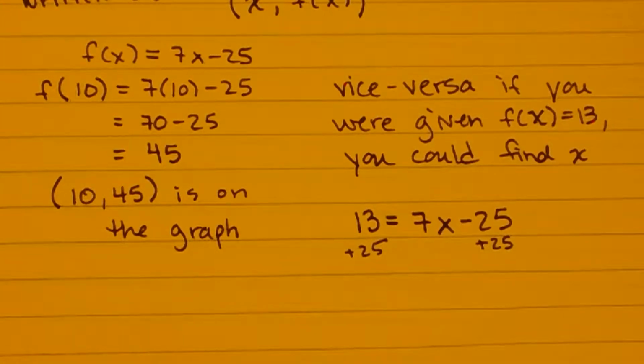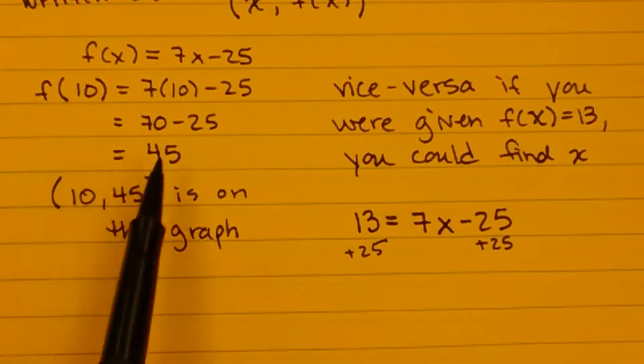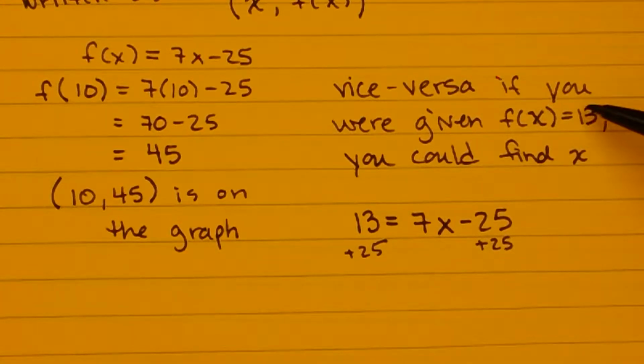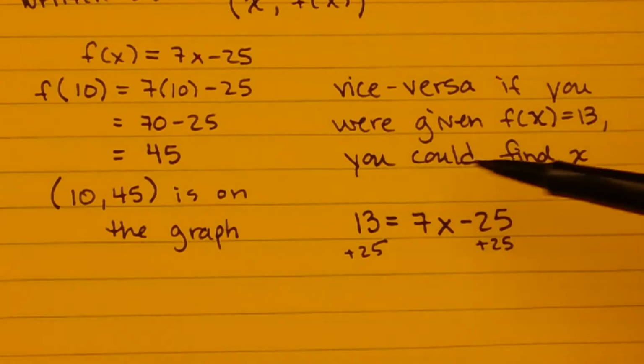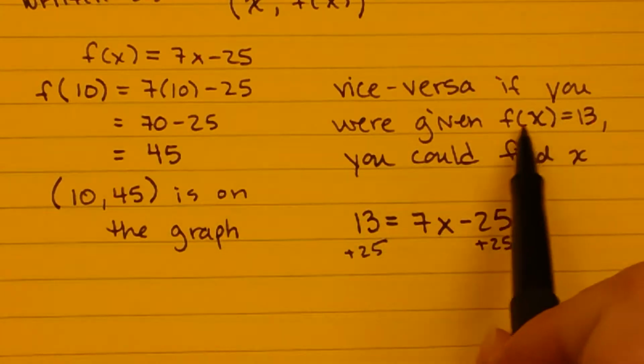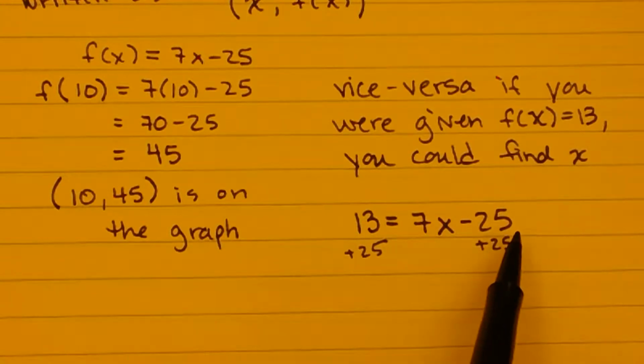Okay, before the camera ran out of memory, we had been working on this problem. We had substituted in 10 to figure out the y value of 45, and then we were given the y value of 13 and asked to find the x value. So we put 13 in the space for f of x, and we were solving 13 equals 7x minus 25.